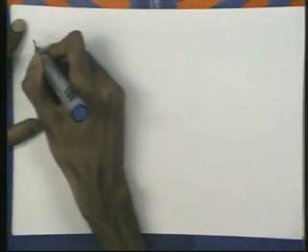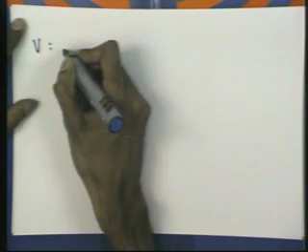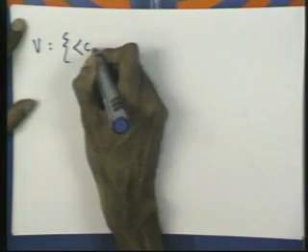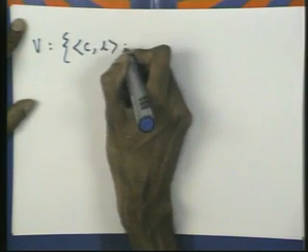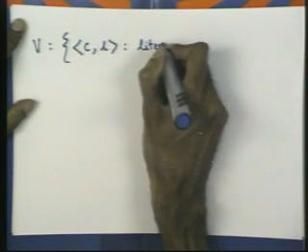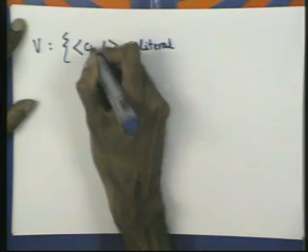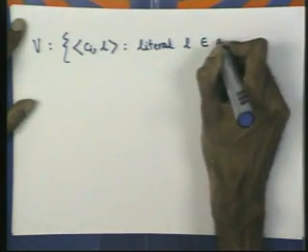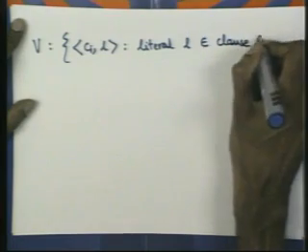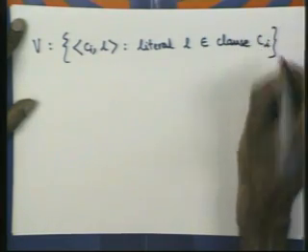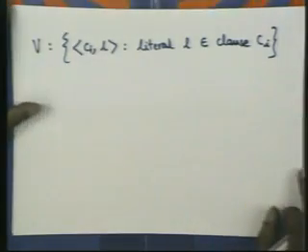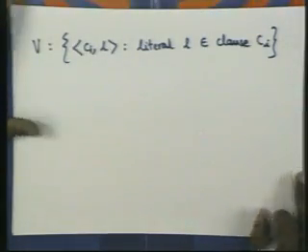So the vertex set V consists of pairs (Ci, L), where literal L belongs to clause Ci. So there is one vertex for each clause-literal pair if the literal belongs to that clause. So what are the edges?